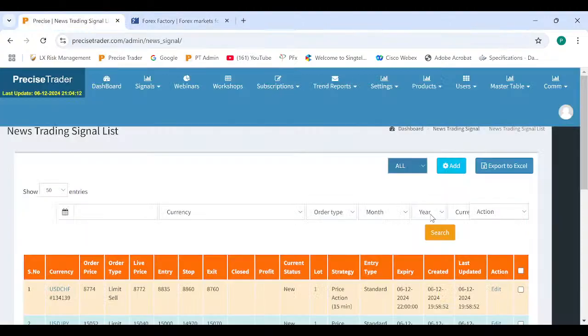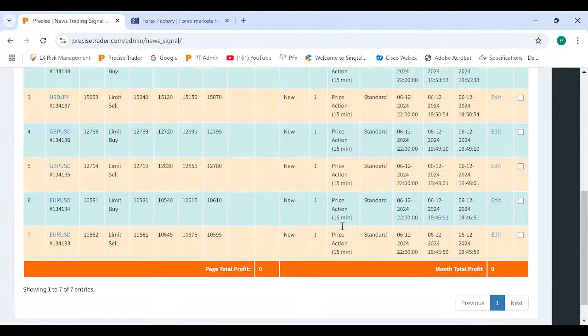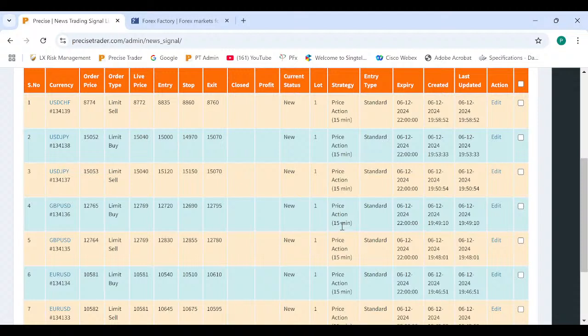Now let's go into the news trading. We are going to do two trades: one is a pre-announcement trade, and one is a post-announcement trade. For the pre-announcement, we are just going to trade euro dollar, pound dollar, dollar yen, and gold, and maybe dollar Swiss.